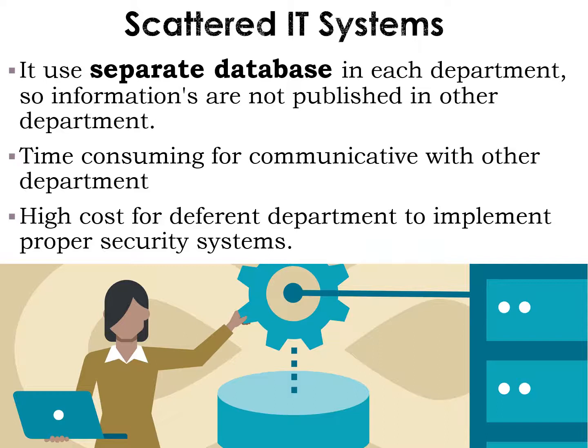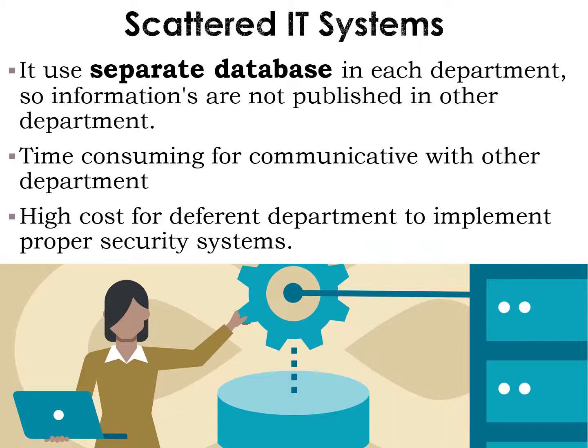In the hospitality industry, each department has a very powerful connection. Without a proper speed connection, the operation is very difficult. So when there is a scattered system, the time consumption is very high. That is a very big disadvantage for the hospitality industry.